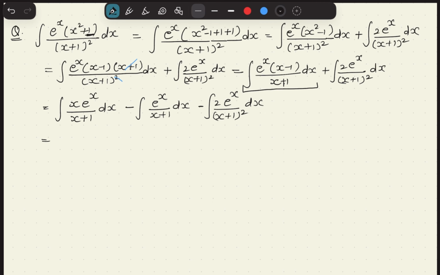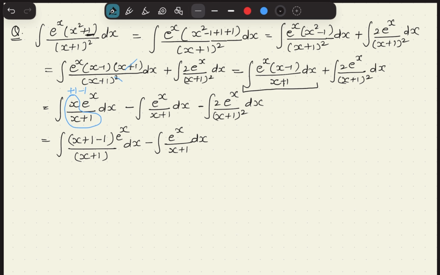Okay, again we will simplify this. What will we do? We will add 1 and subtract 1. So it will become (x plus 1 minus 1) e to the power x upon x plus 1 dx minus e to the power x upon x plus 1 dx plus twice of e to the power x upon x plus 1 whole square dx.